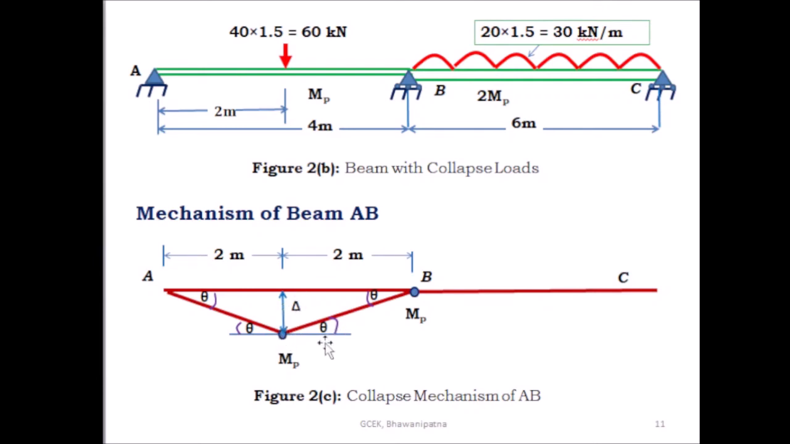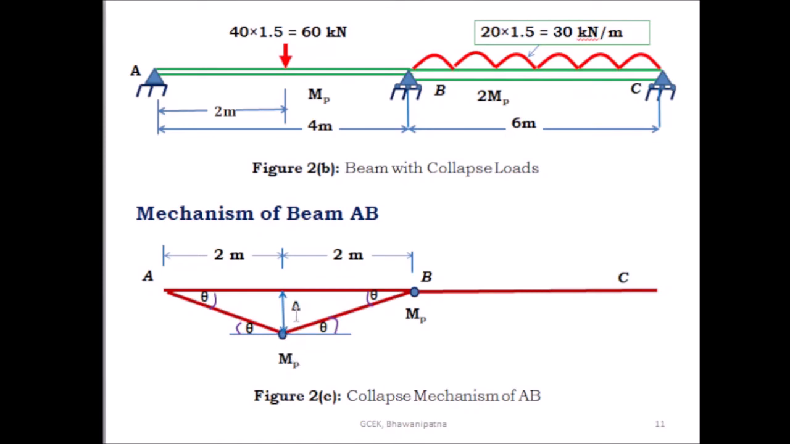Let delta be the virtual displacement given under the loading 60 kilonewton, and let theta be the rotation at the ends A and B. Here the load is present at the midpoint of the span AB, so the rotations at ends A and B are equal, and this is equal to theta, and the rotation at the loading point is equal to 2 theta. Here the plastic moment is given for span AB MP and for span BC 2 MP.